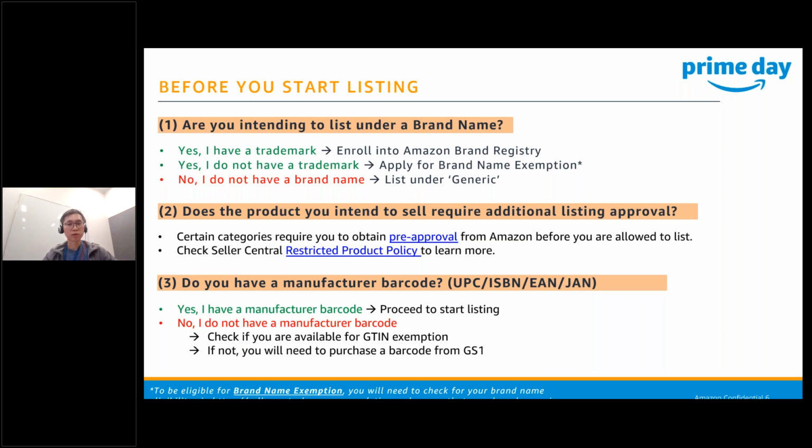So you simply have to head on to Seller Central and search for the restricted product policy so that you can learn more about the different categories that will require you to submit additional documents.